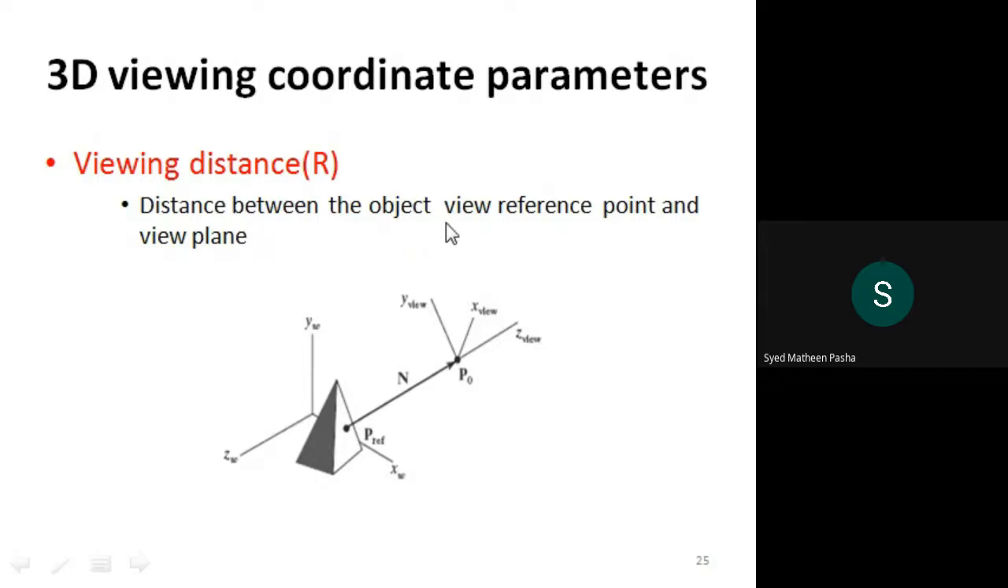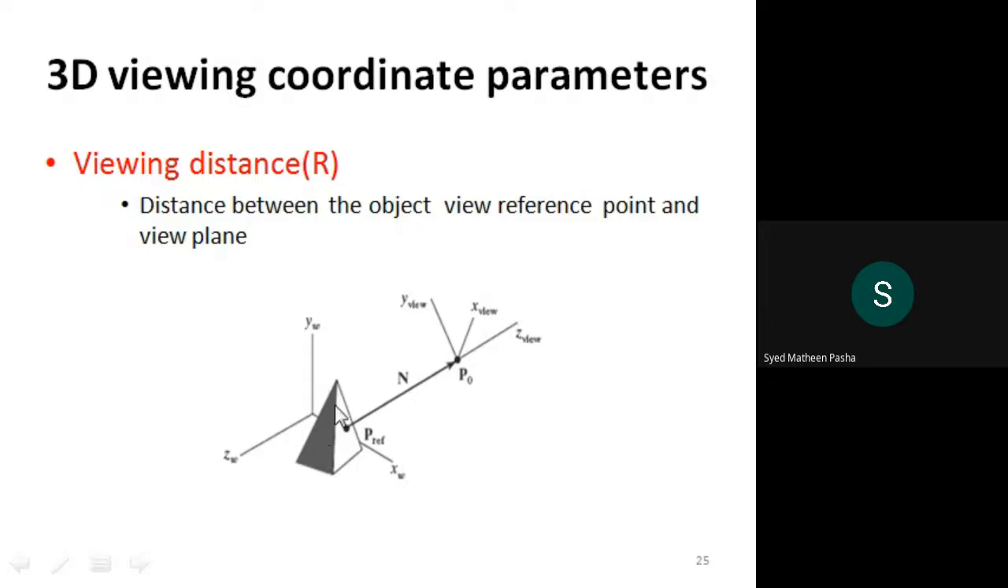It is the distance between the object's view reference point and the view plane. Suppose this is the view plane you have represented here. The distance between this point and this particular view plane is actually called the viewing distance, that is r.